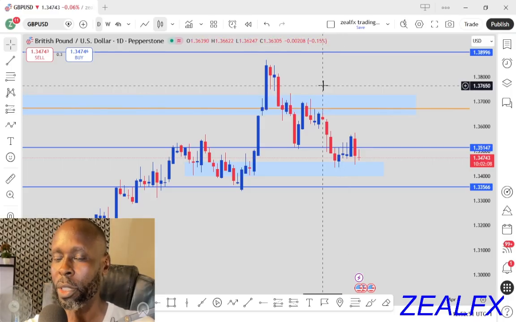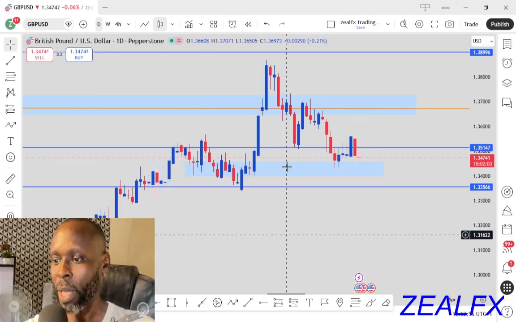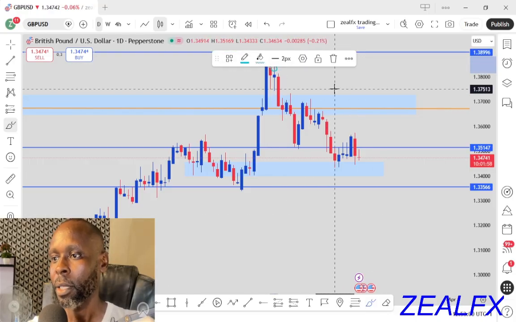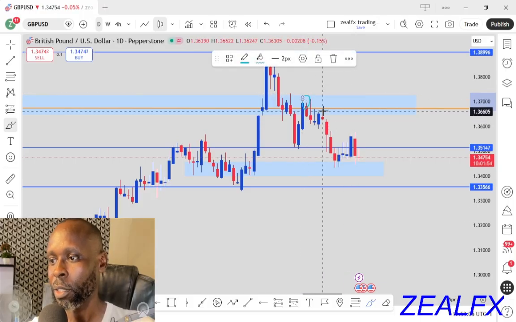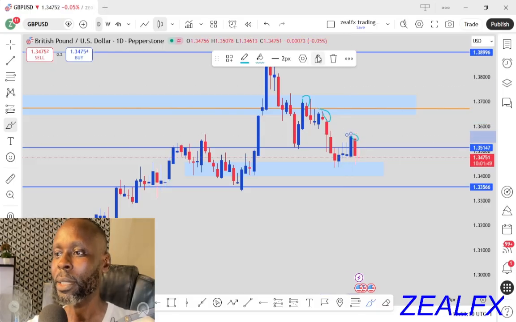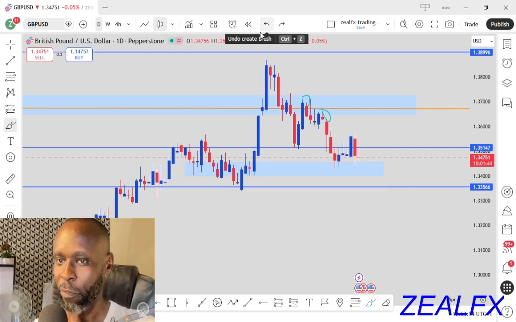The major structure currently on the GBP/USD daily chart, you can see we have this higher high, then we also have this lower high, then price created this new lower high level. All these are indications of a price reversal and also price building up momentum for a bearish trend to start coming into place for the coming weeks.